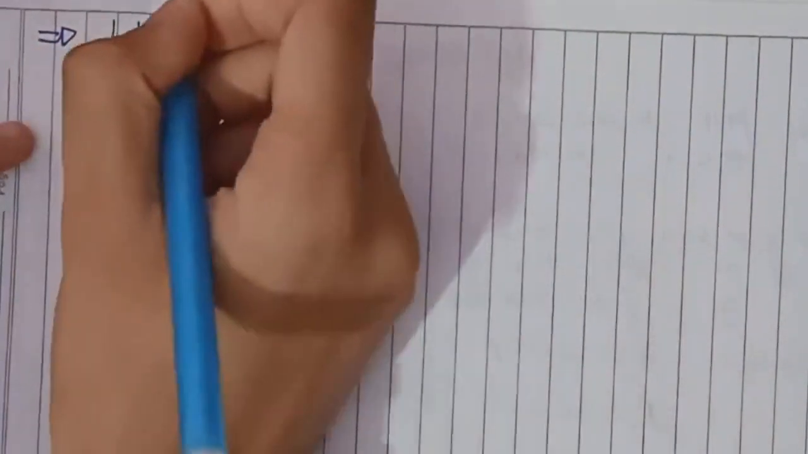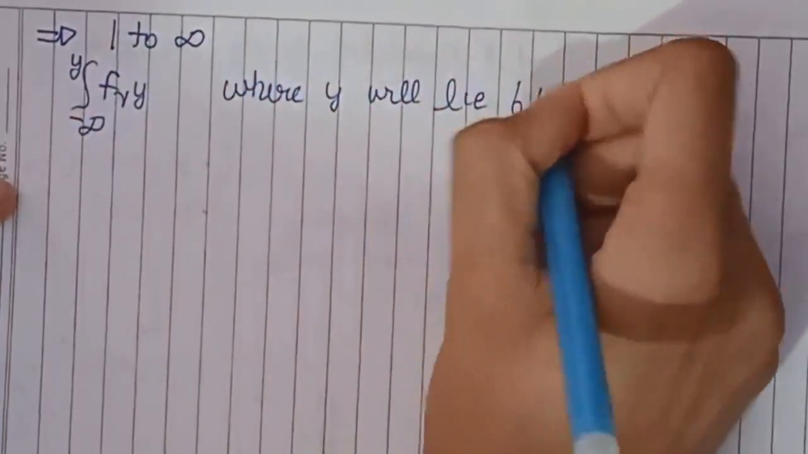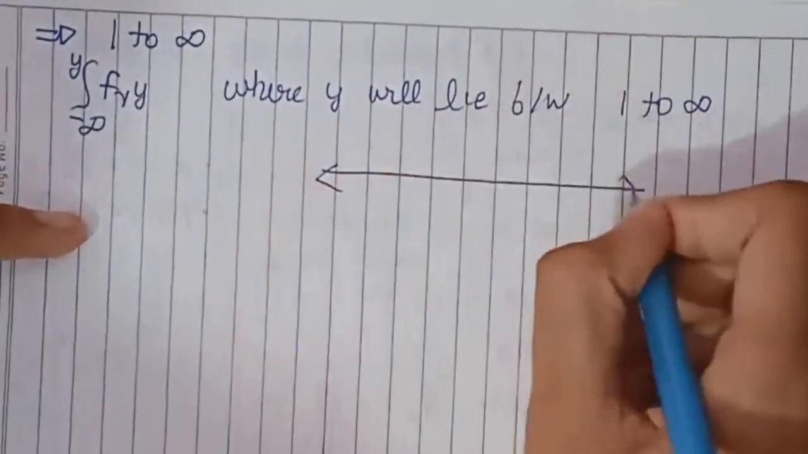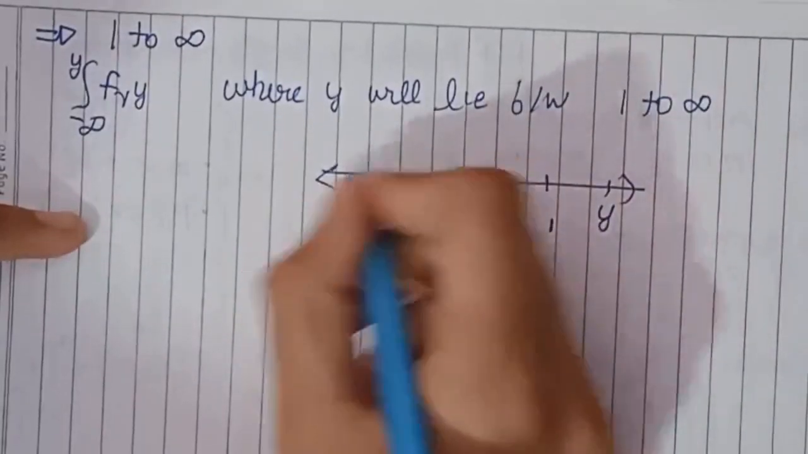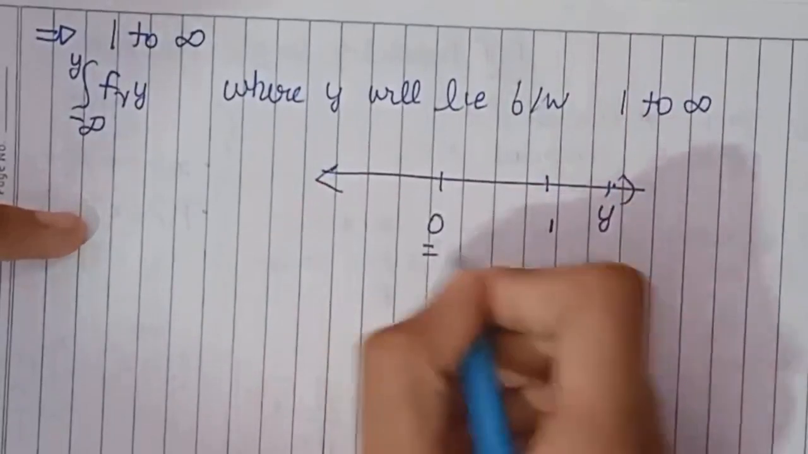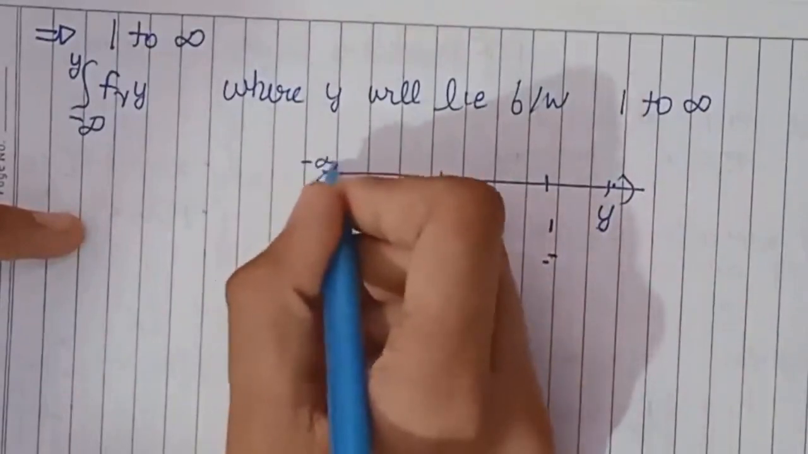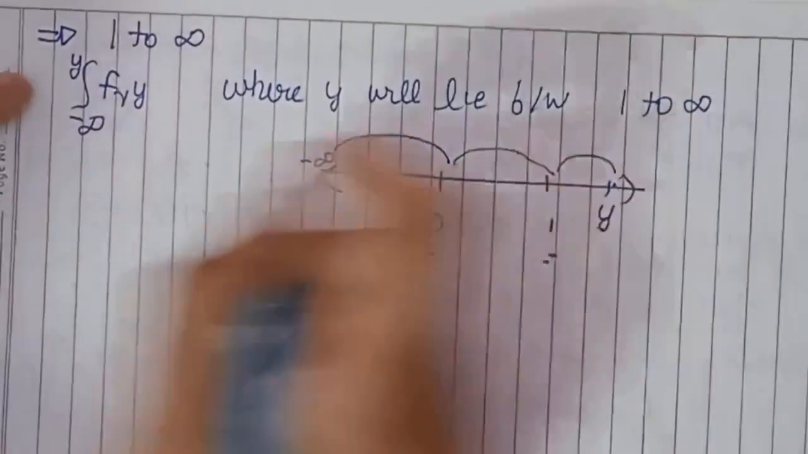Now the third range that we have is from 1 to infinity. Now I will integrate the PDF from minus infinity to y, where y will lie between 1 to infinity. Since y lies between 1 to infinity, I can't directly reach from minus infinity to y. There are two hurdles in between minus infinity and y, which are 0 and 1. So first I will come from minus infinity to 0, and then I will go from 0 to 1, and then from 1 to y.